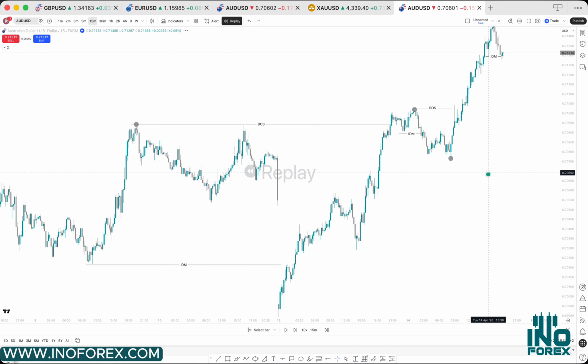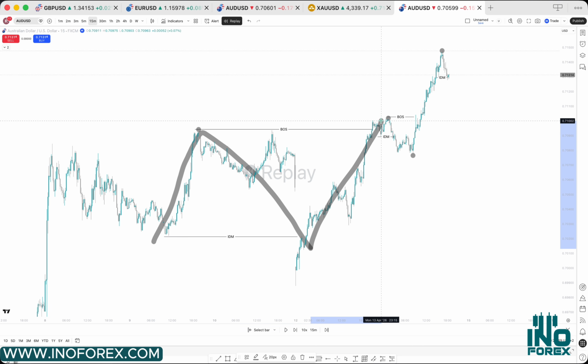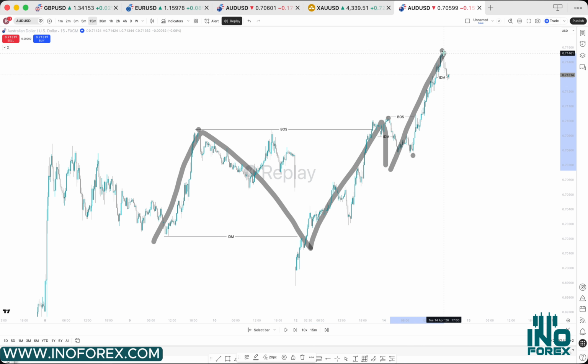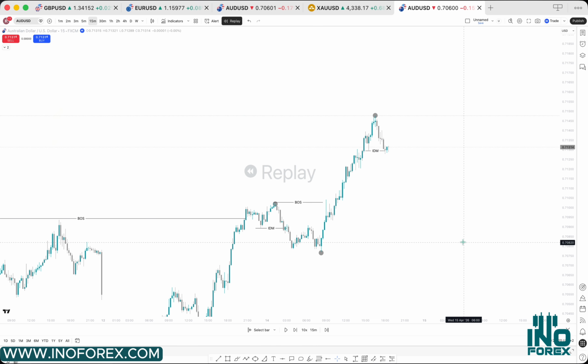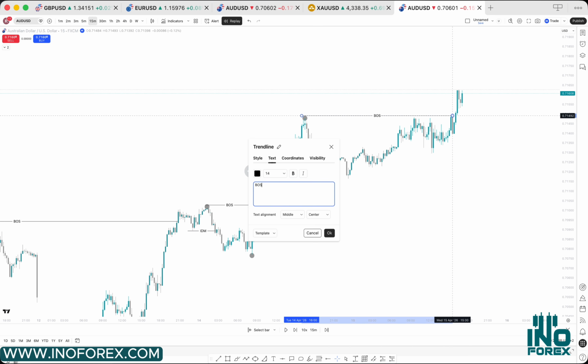As you see, this is our market structure. This is an impulsive move and this is a corrective move. Impulsive move, corrective move, and impulsive move and corrective move. We are waiting for another impulsive move. If market breaks this high, we mark a break of structure. So here market breaks this higher high. This is a break of structure.